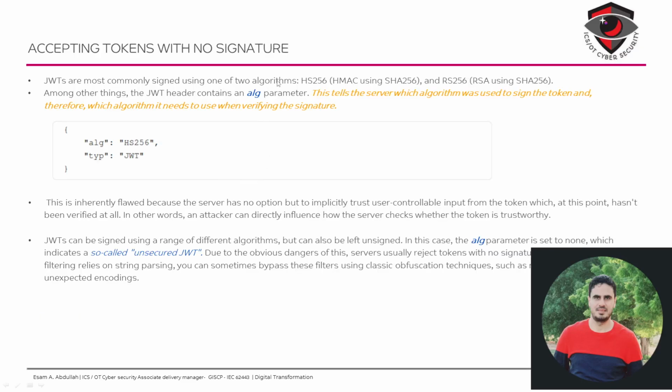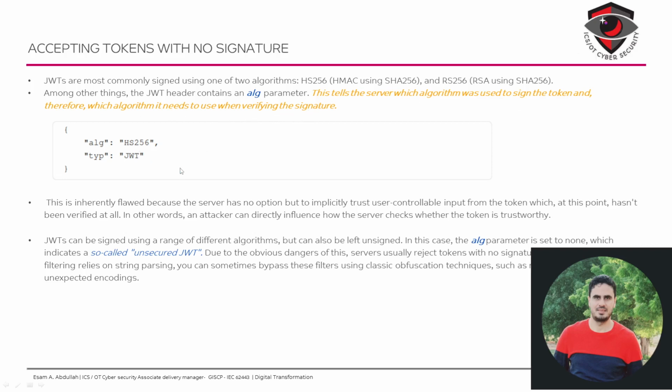Okay, so the point is accepting tokens with no signature. JWTs are most commonly signed using one of two algorithms, either HS256 or RS256. Among other things, the JWT header contains an algorithm parameter, and this tells the server which algorithm was used to sign the token, and therefore which algorithm to use when verifying the signature.